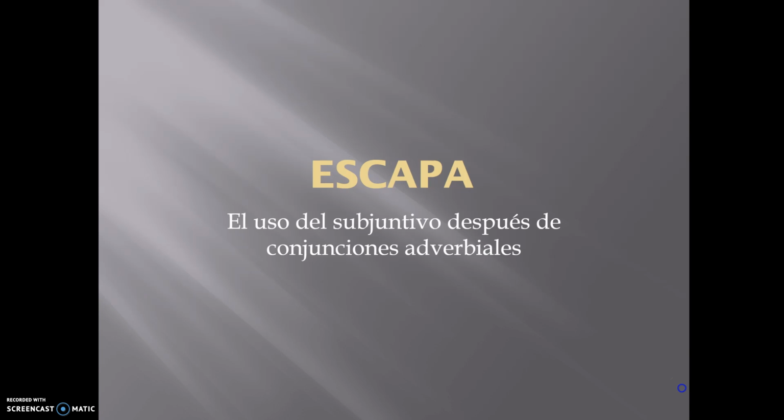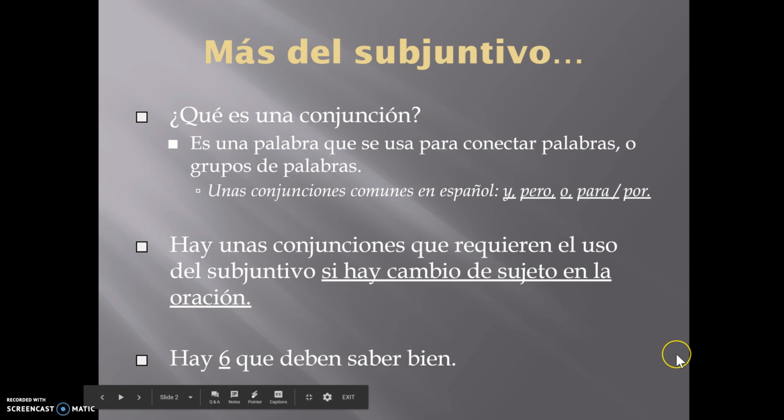And so first, we're going to get into ¿qué es una conjunción? What is a conjunction? So es una palabra que se usa para conectar palabras o grupos de palabras. So it's a word that's used quite simply to connect words or groups of words. And some of the most common conjunctions in Español are y for and, pero for but, o for or, and para or por, which both mean for but are used for different reasons, as you hopefully studied in Spanish 3 last year.